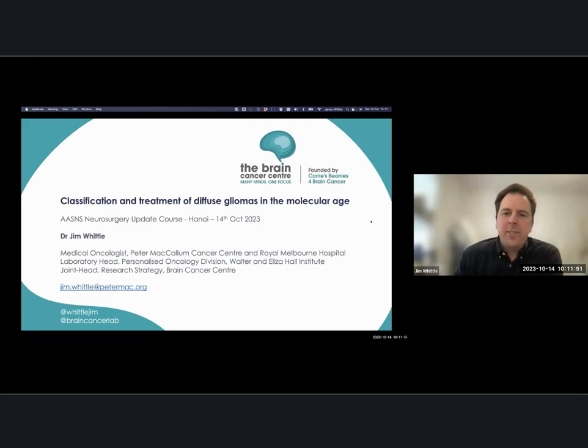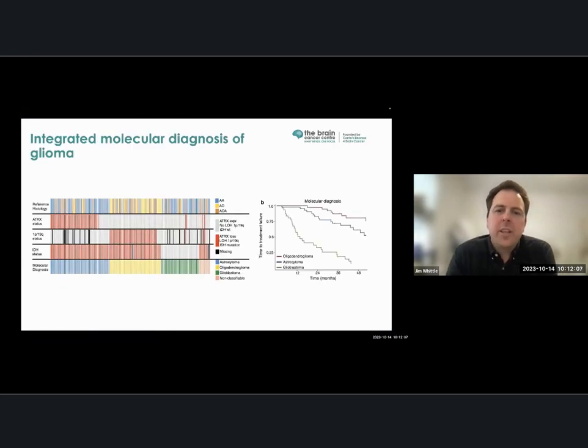So as Professor Drummond introduced, I wanted to give a very high-level overview about how we think about classification and treatment for diffuse gliomas, and trying to make this as concise and as straightforward as possible. So the background here is that the classification for diffuse gliomas has evolved over the past 5 years to increasingly involve molecular characteristics, which is helping refine these diagnoses to help improve prognosis and treatment options.